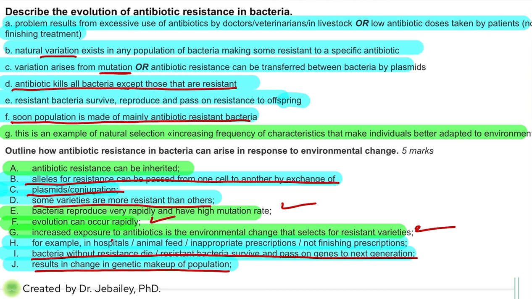So antibiotic resistance can be inherited. So you just add in this information, and this is an example of natural selection. And of course, you have to make sure that you take the antibiotic appropriately, because if you don't do it the right way, then the chances of the bacteria resisting the medicine will be higher. So this is how you would match them together.